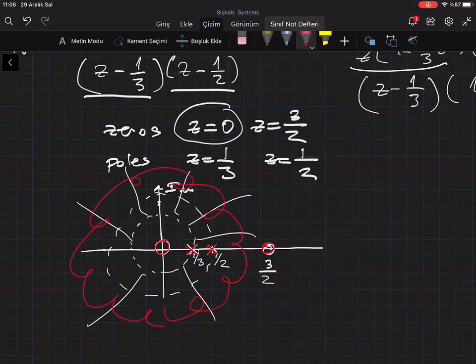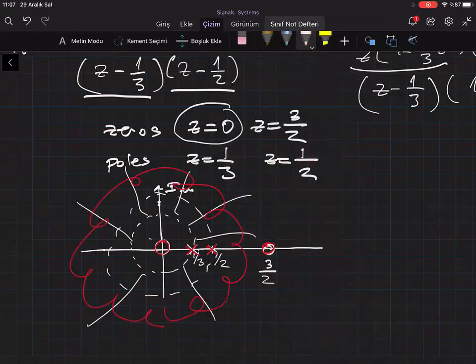Everybody understand what I'm doing here, arkadaşlar? Easy, right? You understand what's going on? Yes? Hocam, what are these poles and zeros? What do they mean? Good question.